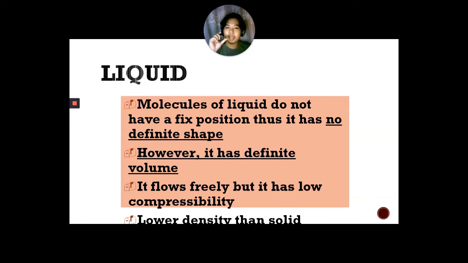No? Kumbaga, mapagbalat kayo si liquid. No? It adapts to the container. It occupies the container and assumes the shape of its container because it is flowing. However, the volume of the liquid is definite, meaning it does not change.